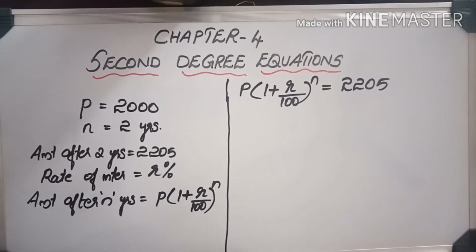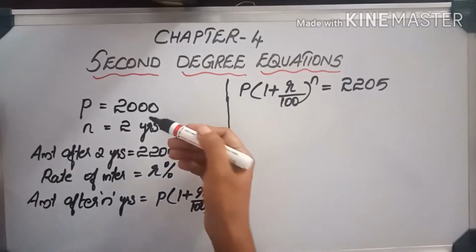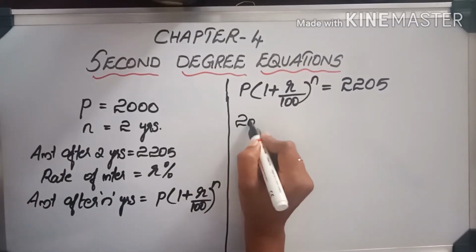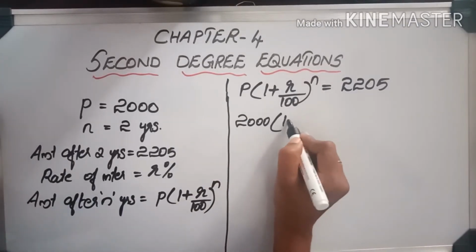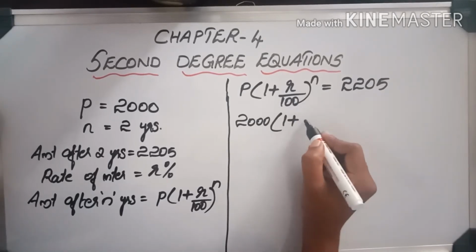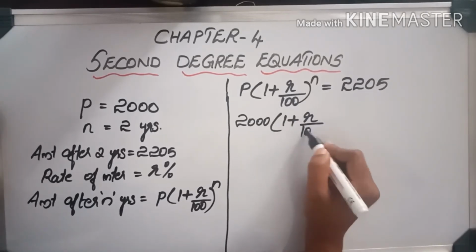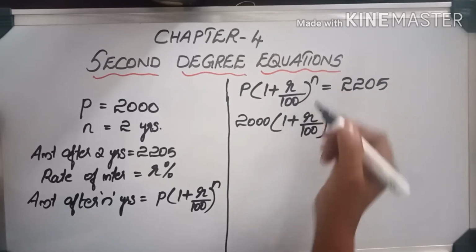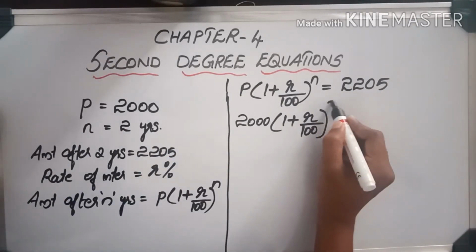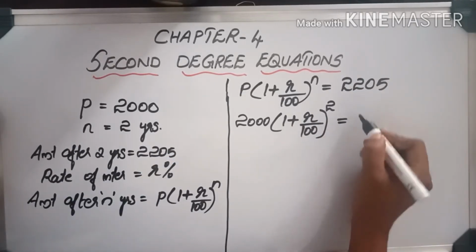Now let's apply the values. What is P here? P is 2000. So 2000 into 1 plus R by 100 whole raised to n. n is 2 years. So whole raised to 2 equal to 2205.